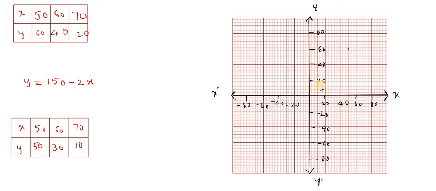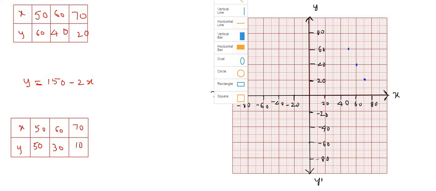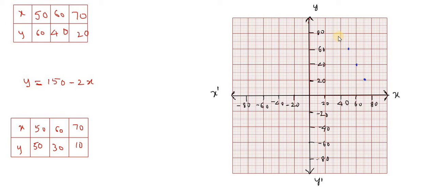Then next, 60 comma 40, and 70 comma 20. Okay, so now draw a straight line. Join these points, all the 3 points. So this is for one graph. Now similarly draw for the next.